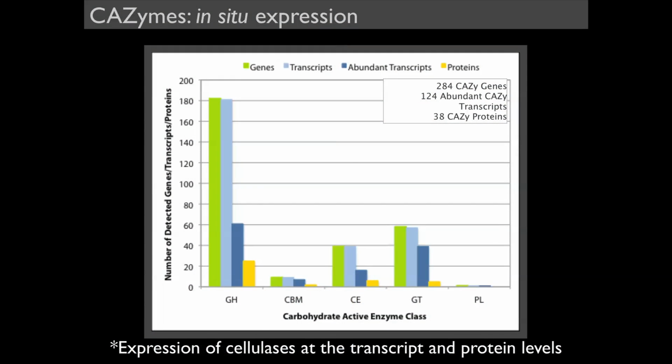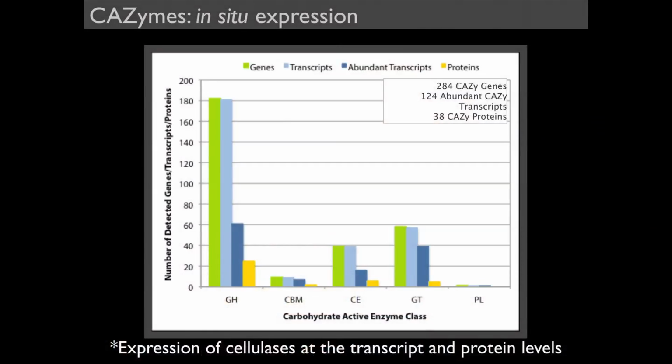So this plot is showing the expression of these CAZymes in the environment, in these fungal streamer biofilms, based on the transcriptomics and the proteomics. In green are bars showing the number of genes for each of these CAZyme classes. And in light blue, I've shown the number of transcripts. And as I mentioned previously, we see essentially every gene is transcribed. So the same is true here for the CAZymes.